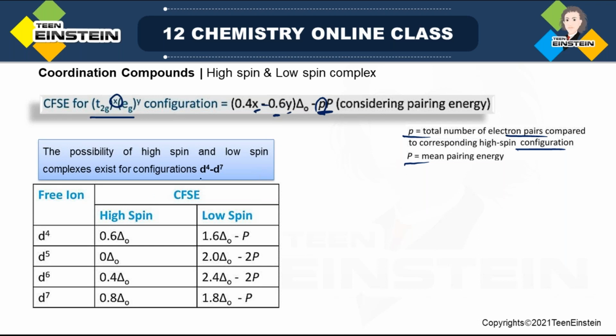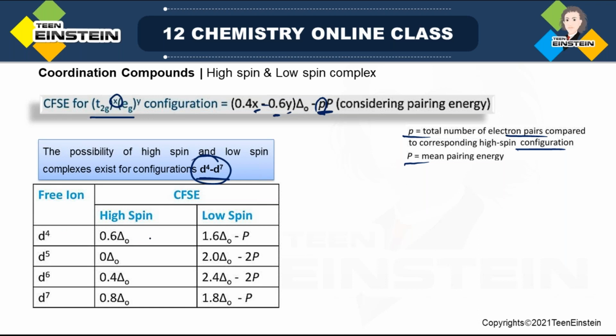Now in this table, we have configurations d4 to d7 because only for d4, d5, d6, d7, two situations may arise: high spin situation and low spin situation. But if it is d1, d2, d3, obviously there is no choice. There is only one possibility. Similarly, if it is d8, d9, then you do not have two possibilities. You have only one possibility. So that is why in this table we are focusing only on these four configurations.